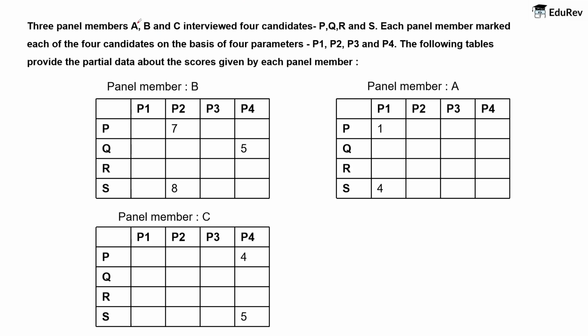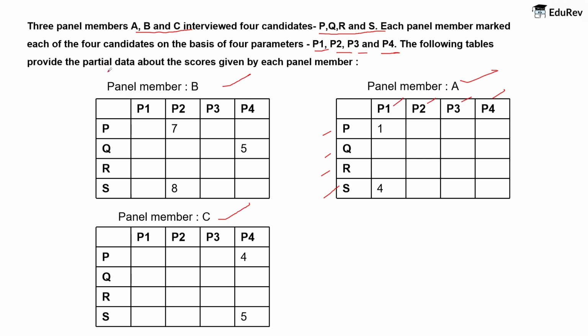Okay, so question says 3 panel members A, B and C interviewed 4 candidates P, Q, R and S. Each panel member marked each of the 4 candidates on the basis of 4 parameters P1, P2, P3 and P4. So let's comprehend till here. So there are 3 panel members A, B, C. Then there are 4 candidates P, Q, R and S, and each panel member marked the 4 candidates on the basis of 4 parameters, P1, P2, P3, P4, maybe anything like discipline, punctuality, personality, soft skills. It can be anything. We are not concerned with what those parameters are.